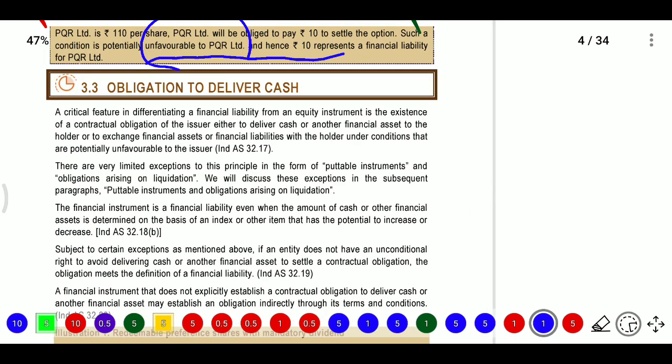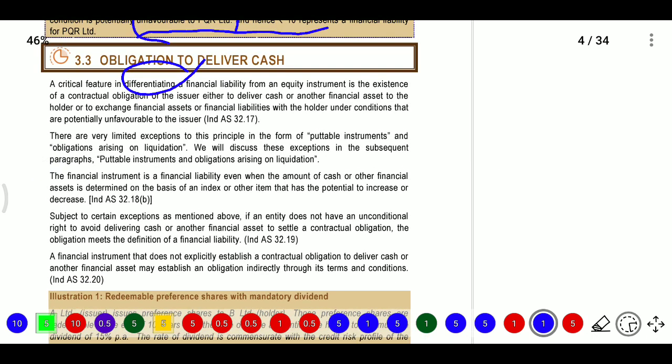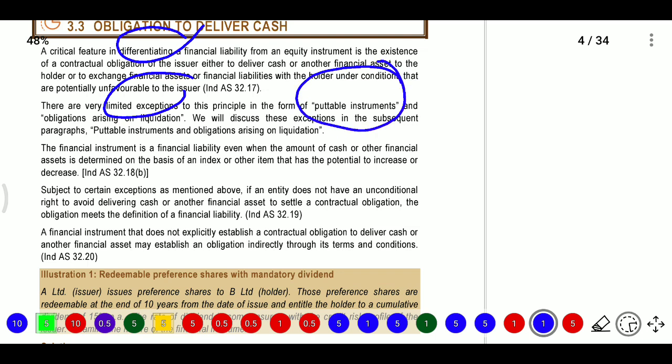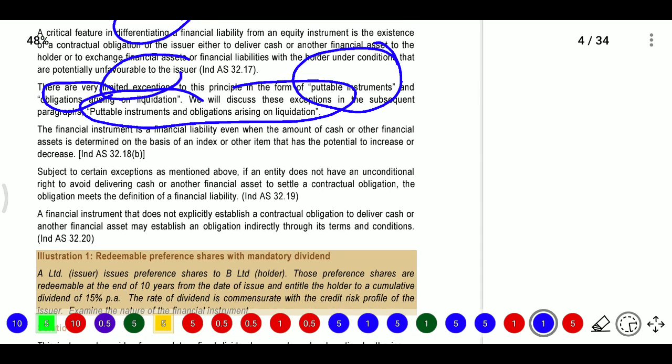Here are some critical features differentiating a financial liability from an equity instrument: the existence of a contractual obligation of the issuer either to deliver cash or another financial asset to the holder, or to exchange financial assets or financial liabilities with the holder under conditions that are potentially unfavorable to the issuer. Now there are some limitations and exceptions, such as puttable instruments or obligations arising on liquidation.